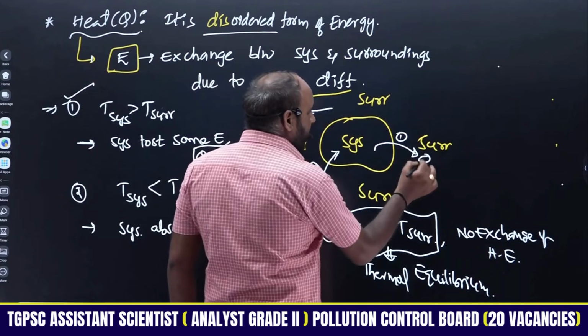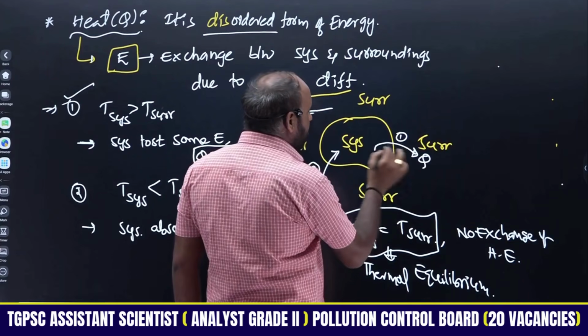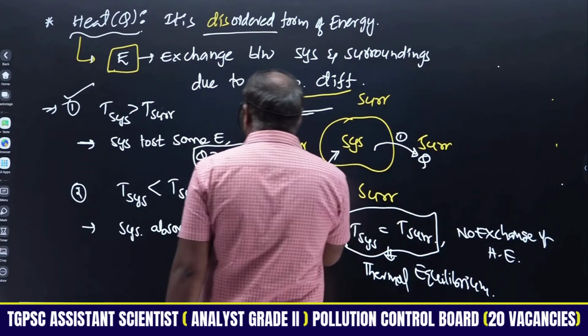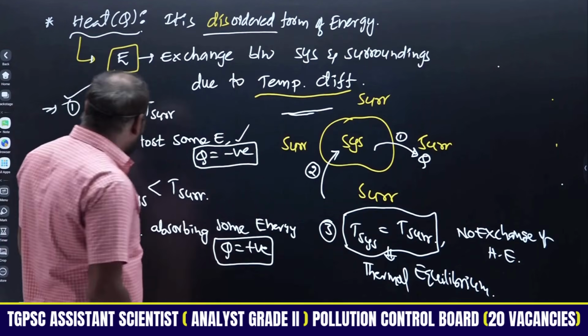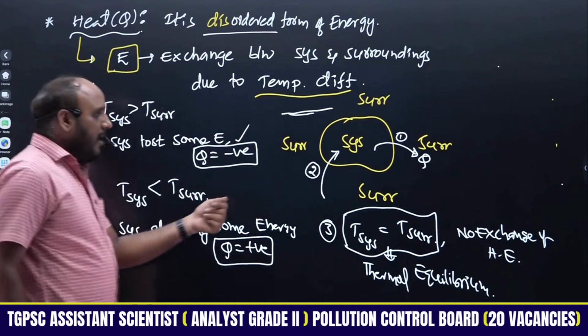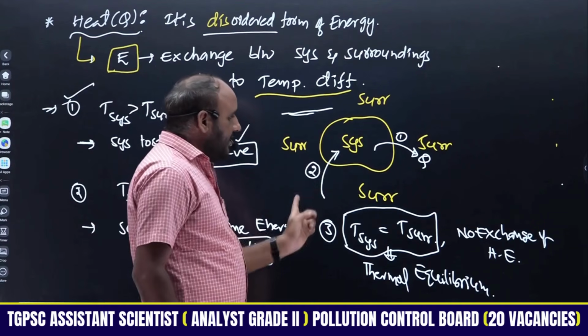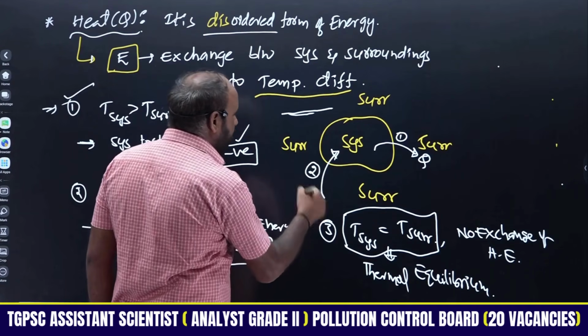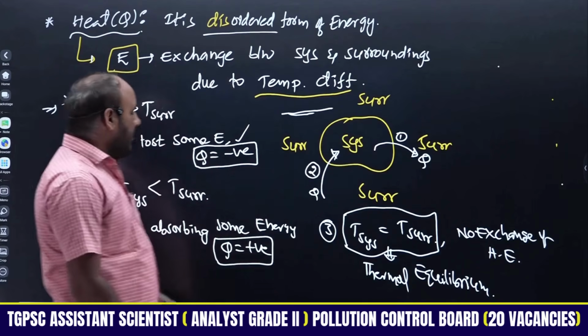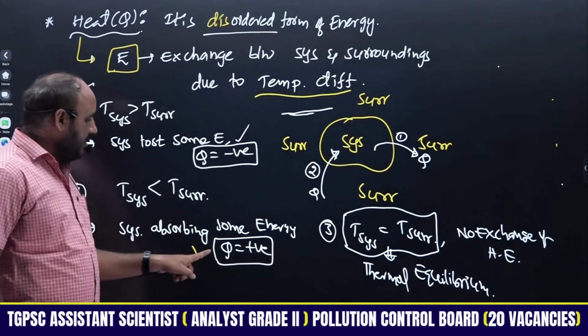So some amount of energy will be given to the surroundings, the system will be losing, hence that will be denoted with Q negative. మరి సెకండ్ సిచ్యువేషన్ అంటే సరౌండింగ్స్ టెంపరేచర్ విల్ బి మోర్. అప్పుడు సిస్టమ్ ఏం చేస్తుంది? సరౌండింగ్స్ నుంచి గెయిన్ చేసుకుంటుంది, రైట్? సో వెన్ సిస్టమ్ ఈస్ గెయినింగ్ సమ్ అమౌంట్ ఆఫ్ హీట్ ఎనర్జీ ఫ్రమ్ ద సరౌండింగ్స్, ఎట్ ద టైమ్ Q ఈజ్ పాజిటివ్, రైట్?